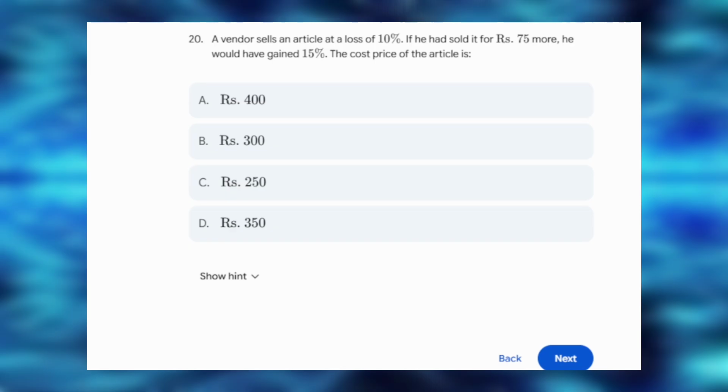Then cost price equal to 75 into 100 by 25. 300 rupees is the correct answer.